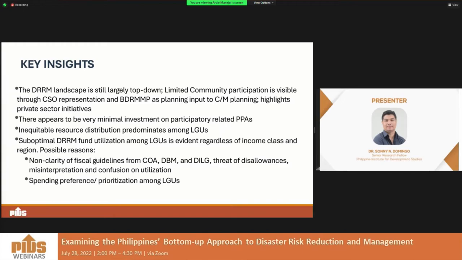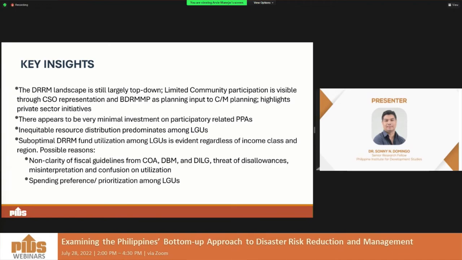The barangay DRRM plan and probably the barangay development plans are not really optimally being used by our cities and municipalities in terms of crafting their own CDPs and CLUPs. Such also highlights the entry point for private sector initiatives and also contribution in terms of such planning processes. There appears to be very minimal investment on participatory related PPAs.